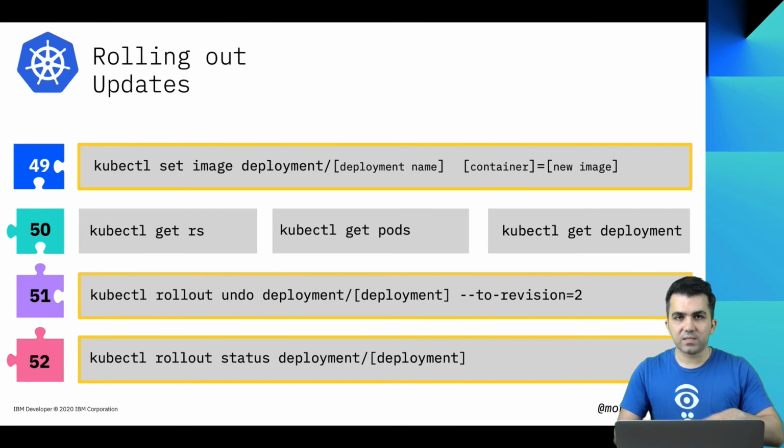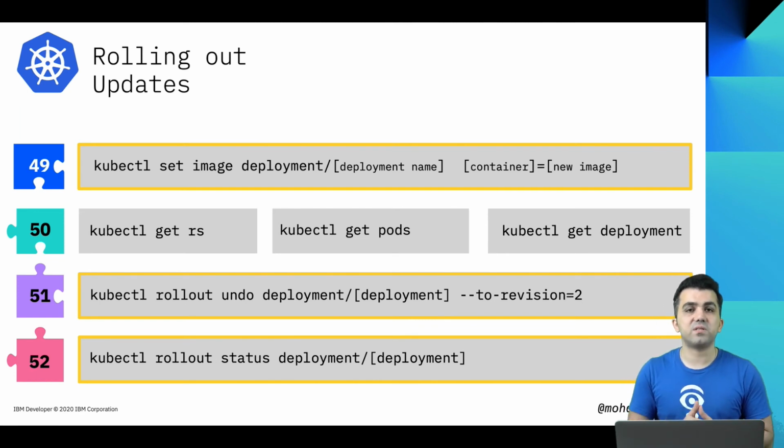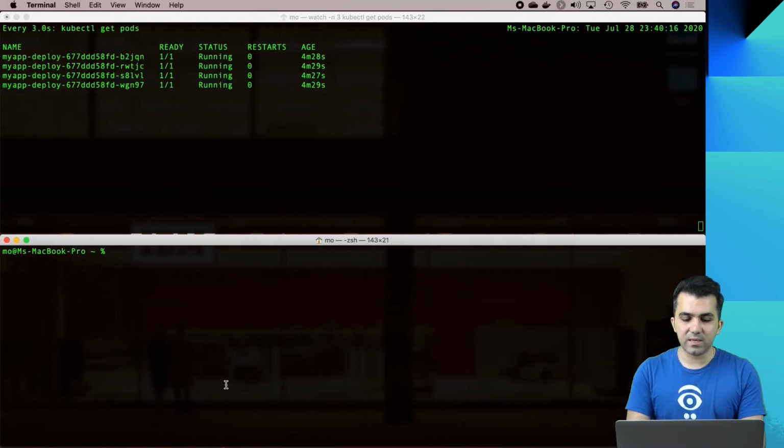So I just set my image to a new image, and you've seen how we went from positive cases to the death cases. If you want to undo that, it's just kubectl rollout undo deployment, and you can also define the revision, this is optional. So here, if I say kubectl rollout undo, and then deployment my app deploy.